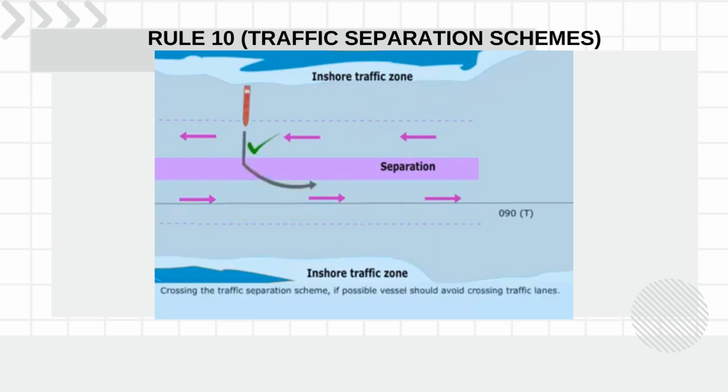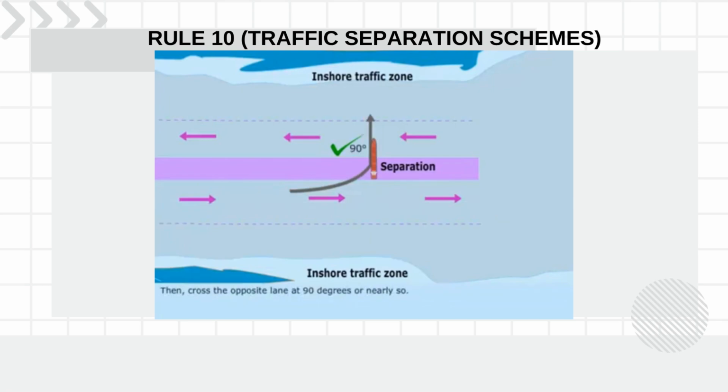Crossing the traffic separation scheme. If possible, a vessel should avoid crossing traffic lanes. If it cannot be avoided, then cross the traffic lane with a heading which is about 90 degrees to the traffic separation scheme. This would be the shortest distance and prevent confusion for other vessels. Similarly, if you want to exit the traffic separation scheme, first move to the edge of the lane at a small angle. Then, cross the opposite lane at 90 degrees or nearly so.